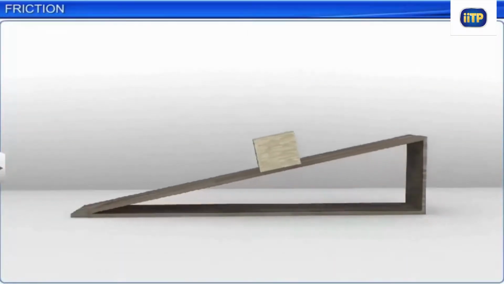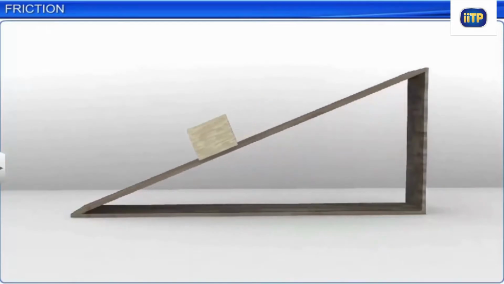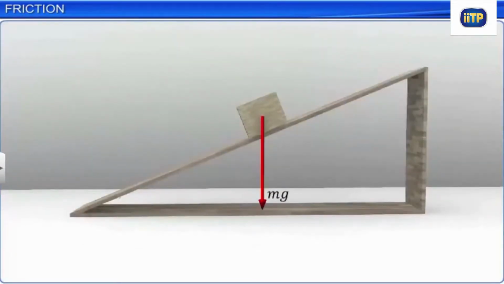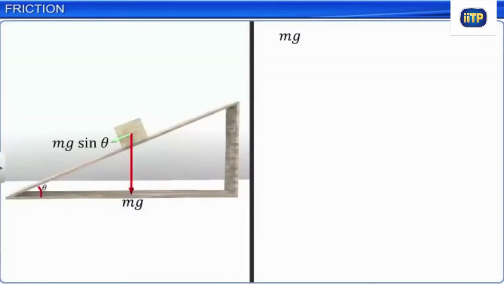If we slowly increase the inclination of the surface on which the block is placed, there comes a point where the block starts sliding. At this point, the weight of the block, which is equal to mg, acts vertically downwards. If theta is the inclination of the surface with the horizontal, then mg sin theta acts down the plane and the static friction acts up the plane as shown. Thus, mg sin theta is equal to Fs.